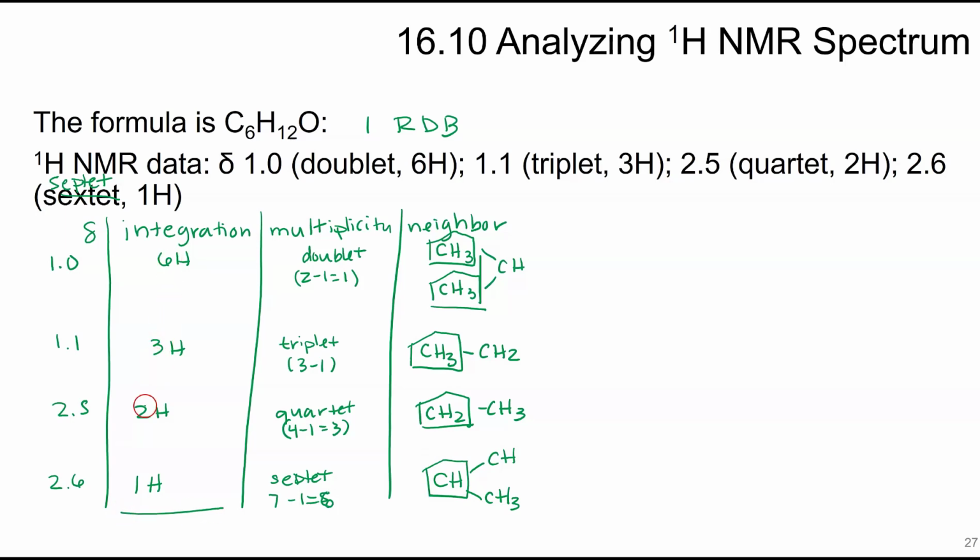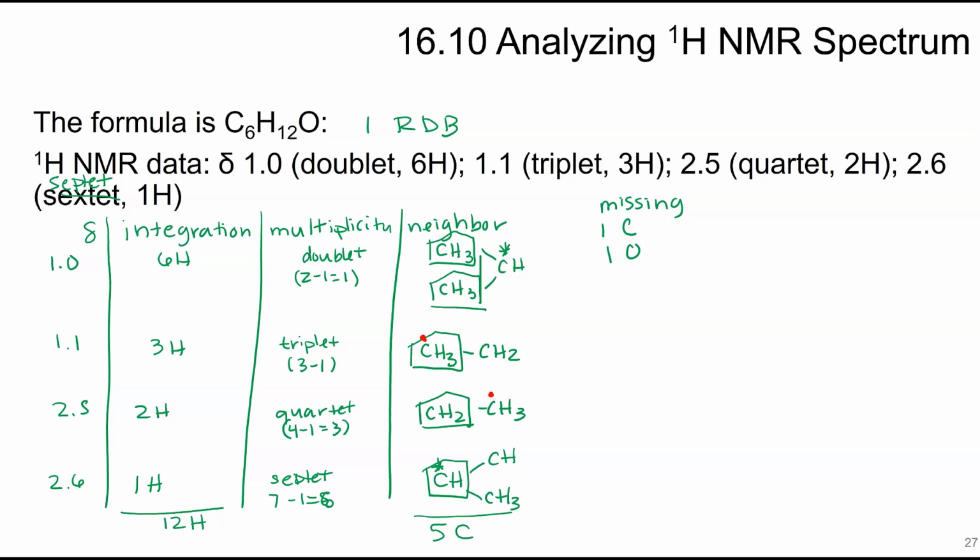I have 6, 9, 10, 11, 12. All the hydrogens are accounted for. And then my carbons, I have 1, 2, 3, 4, 5. So I'm missing 1 carbon, 1 oxygen based on the formula. So the pieces that I have, I can look through them. I think that this CH right here is the same as this one. And this CH3 is the same as this one.